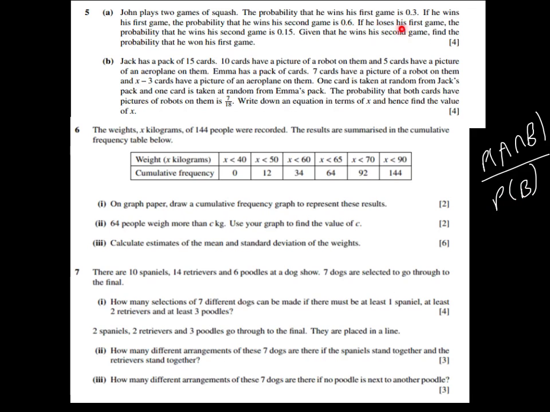So the probability of B is the condition. The condition is that he wins the second game. So the probability of him winning the second game is on the denominator of that fraction. On the numerator of the fraction is him winning his second game and winning his first game, so both of those events happening. And then divide it through to get your answer for part A.